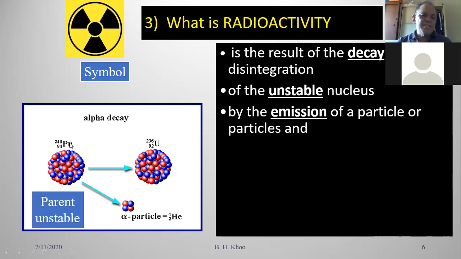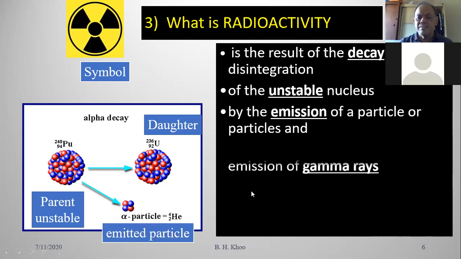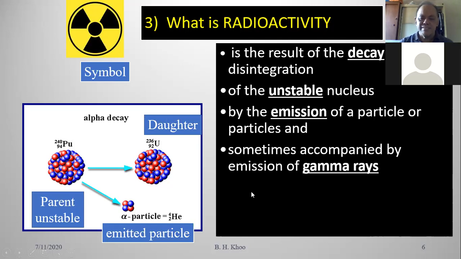Right? The initial particle or initial element, we call it the parent, is unstable. Then it decays to the daughter. These two are different elements, and it emits an alpha particle. Sometimes it can also be accompanied by the emission of gamma rays.